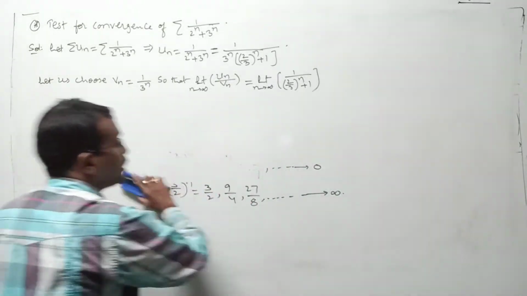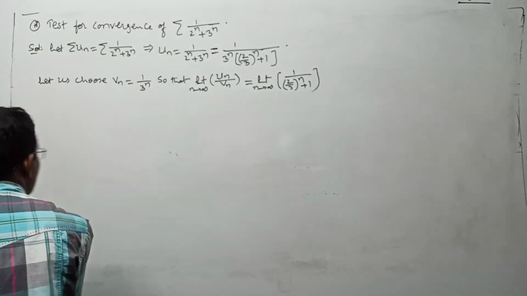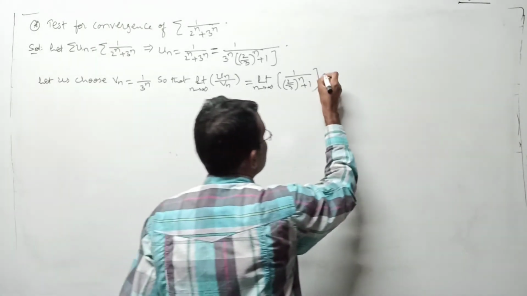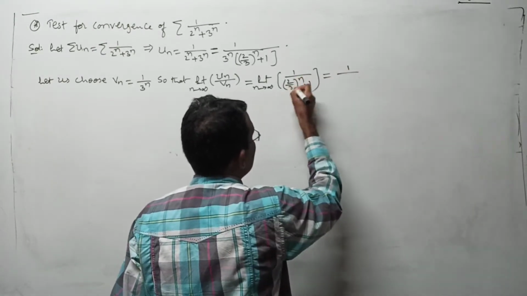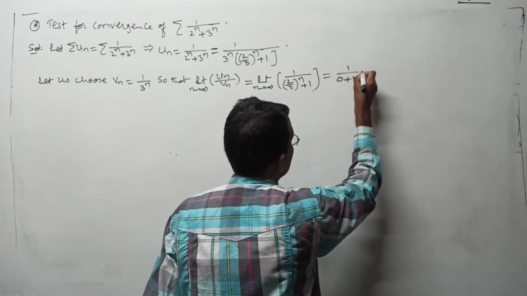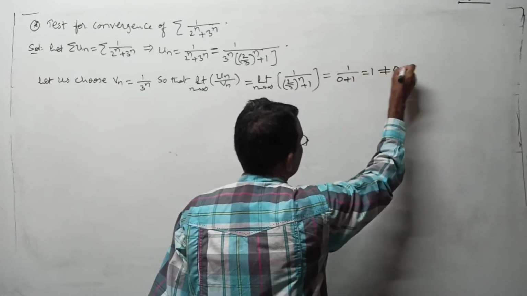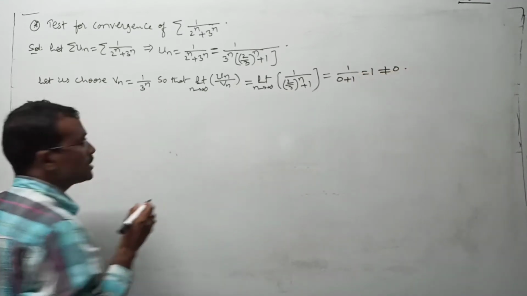Okay, now come back to the question. Go to here. As n tends to infinity, this tends to 0, so it is 1 by 0 plus 1. This is not equal to 0, right? So this selection is correct.